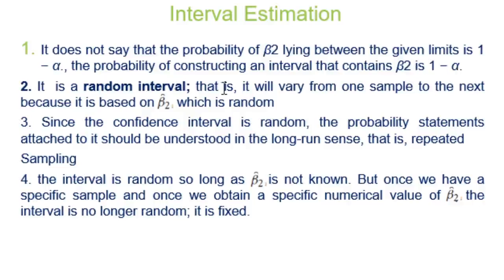It is a random interval, that is, it will vary from one sample to the next. Since the confidence interval is random, the probability statement attached to it should be understood in the long run sense, that is, in repeated sampling. The interval is random so long as beta 2 cap is not known. But once we have a specific sample and obtain a specific numerical value of beta 2 cap, the interval is no longer random, it is fixed. As long as beta 2 cap is not known, it is random. If it is estimated, then it is fixed.